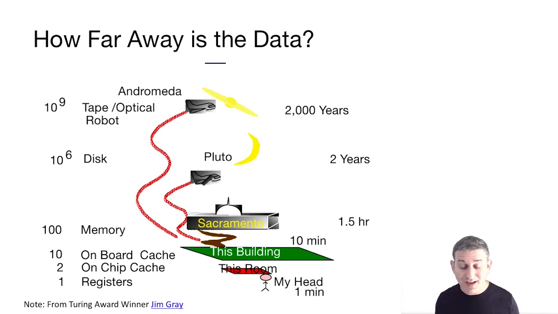This gives you a sense of how bad it is to go to disk, or even in a computer, how slow it is to go to RAM. So the regime we're going to be focused on in database systems is that memory to disk boundary, which is the difference between 1.5 hours and 2 years.